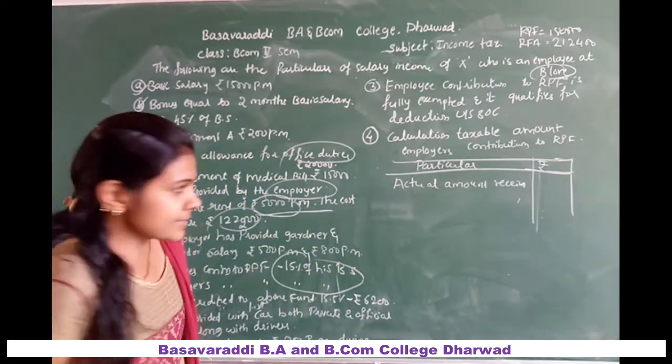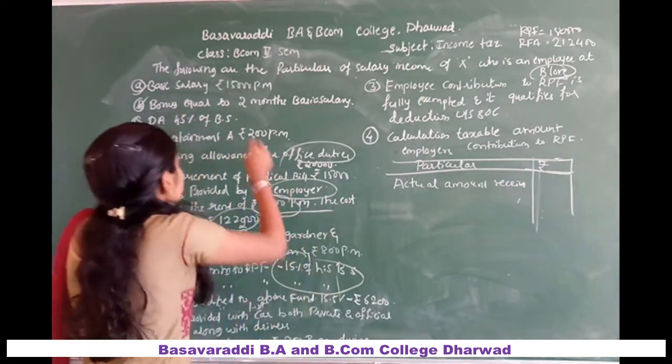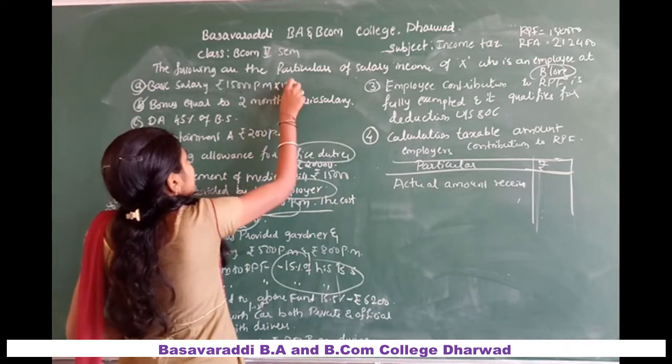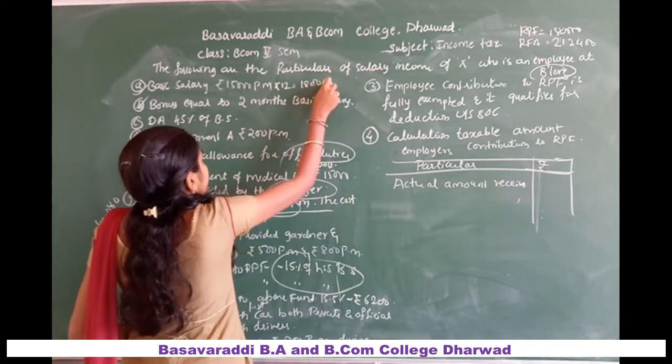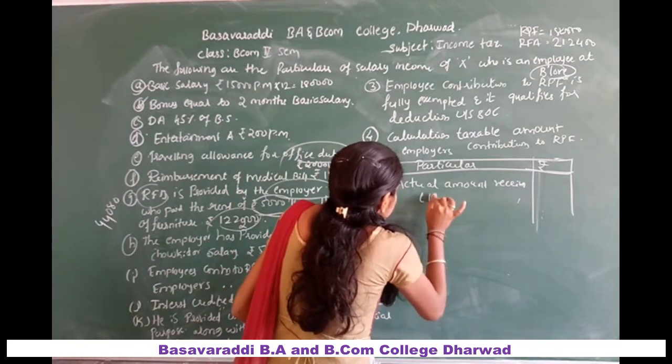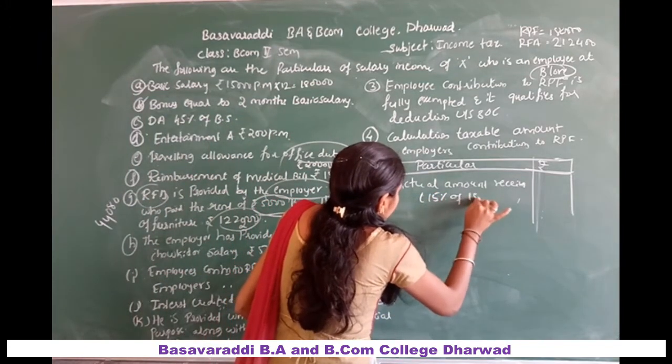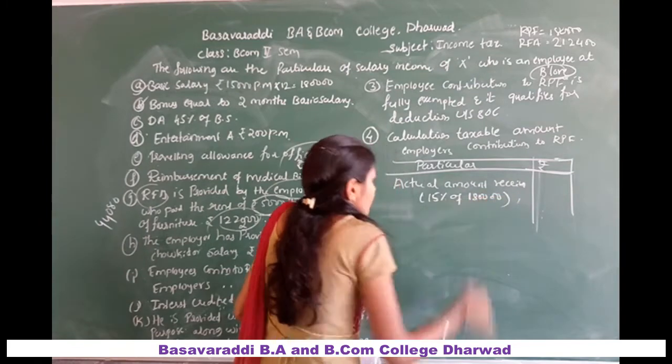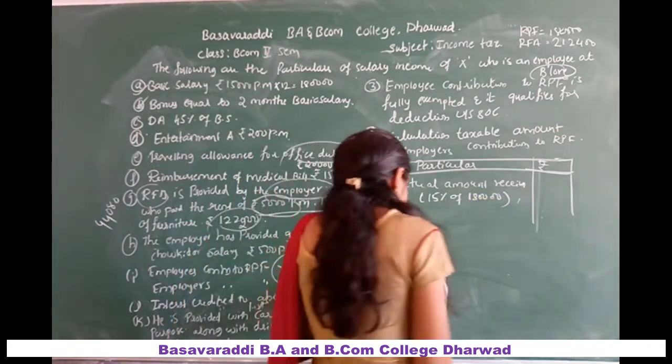of the basic salary. Basic salary how much? 15,000 into 12 is equal to 1,80,000. Now the 15% of 1,80,000 is equal to how much?